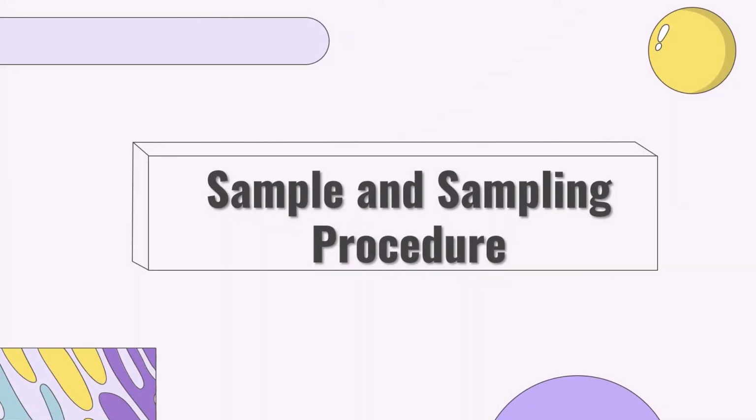In order for you to identify the group of people that you are interested in and from which you want to draw a sample, the number of people that you need in your sample, and how you will select these people, then you have to understand sample and sampling procedure.